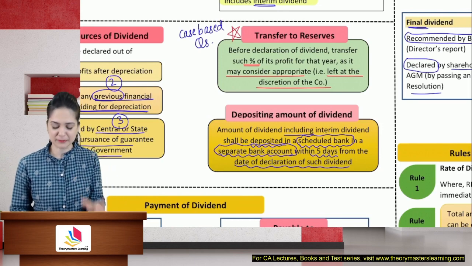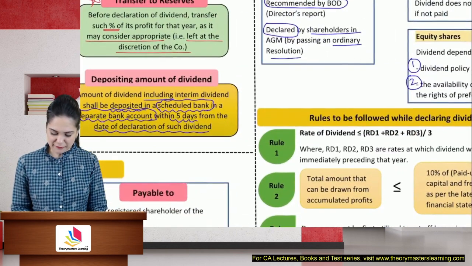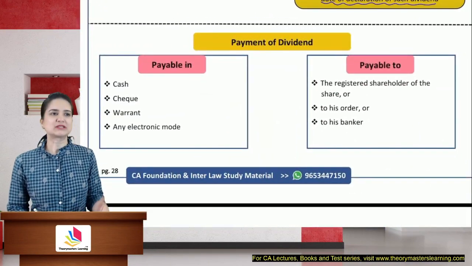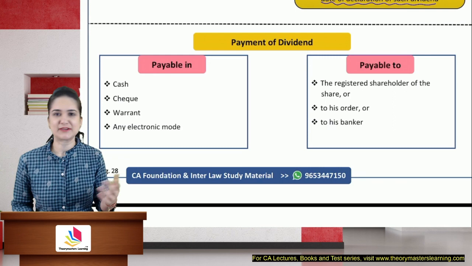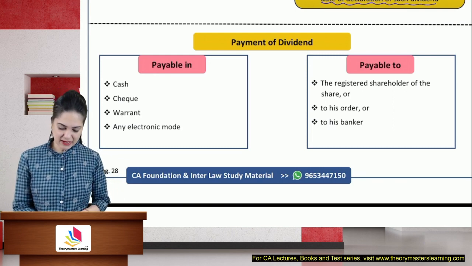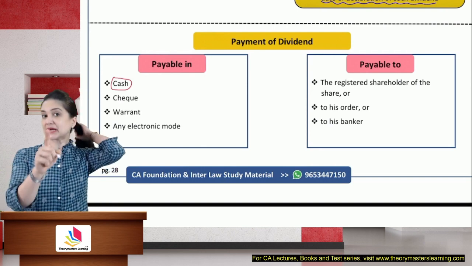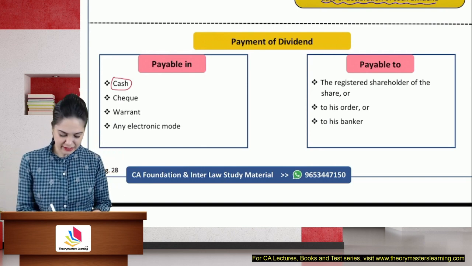It's an obligation of the company. It's like a compulsion. You have to pay it once declared. Now that we want to pay dividend, what are the different ways in which we can pay dividend? Dividend can be paid in cash, but not in kind.